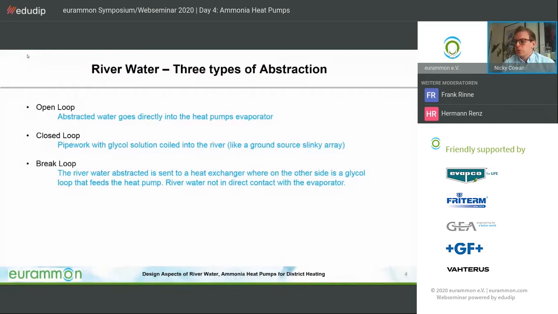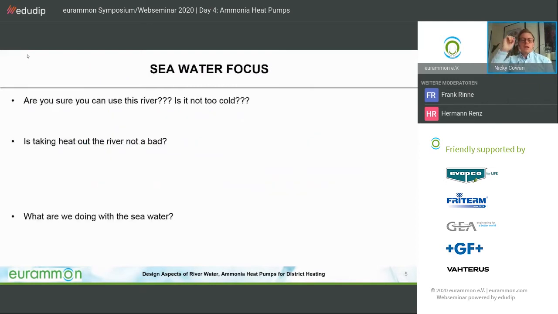With break loop, you're going to get additional losses that you don't get with an open loop, because you have that heat exchanger and heat transfer across it. Say the river water is at 5 degrees coming in, even if you've got a 2K approach, you're then only delivering 3 degrees of heat onto the evaporator. So you've lost some efficiency. Although open loop is more challenging, it's definitely the most efficient way to go.